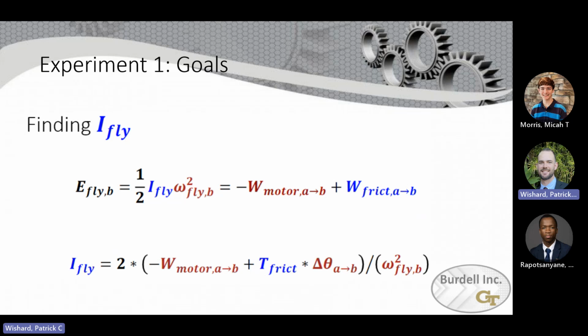To find inertia, here's the equation. When we start from zero, that initial energy term is zero. So by rearranging these numbers, we can solve for I fly.